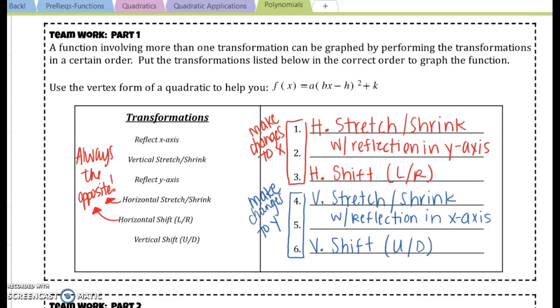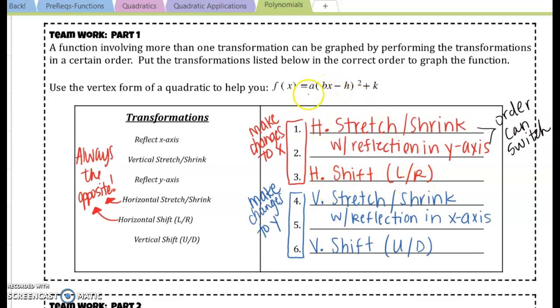Okay, so taking a look at teamwork part 1, you'll notice that I've filled out the order of transformation. You'll see in red that I have all of the horizontal changes happening in the graph. And you'll notice here it's marked that this is where you make changes to your x values. The horizontal stretch and shrink with a reflection in the y-axis are put together because technically the order can switch, or they can just happen together. You're then followed by your horizontal shift, which is left and right.